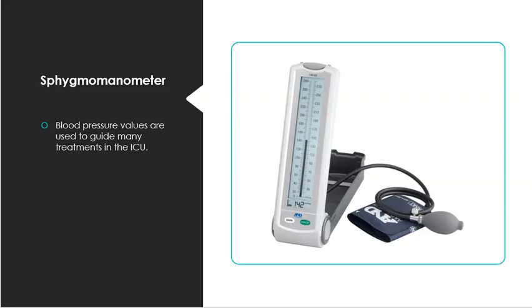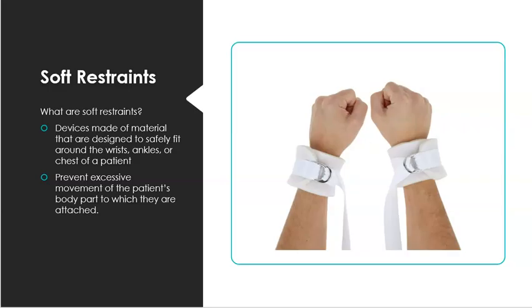So we've all seen this, but this is just a different one. This would be a sphygmomanometer, for blood pressure values to treat those in the ICU, but this would usually be hooked up to a bedside monitor. Soft restraint, a material safely fit around the wrist, ankles, or chest, to prevent excessive movement of the patient's body part to which they're attached.